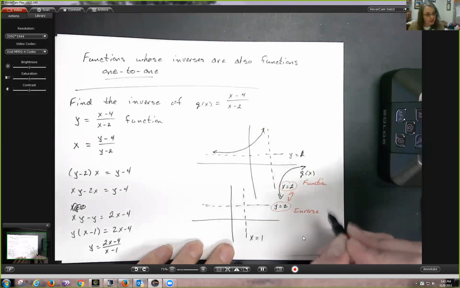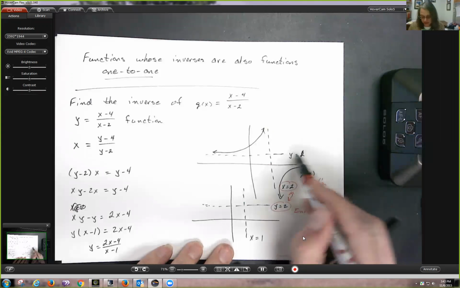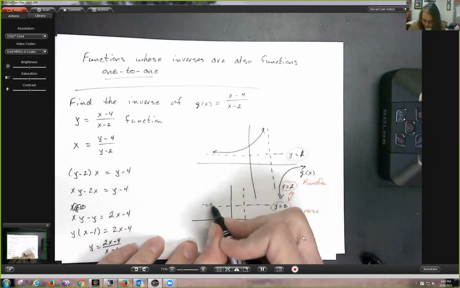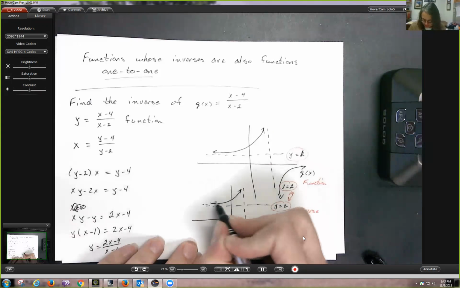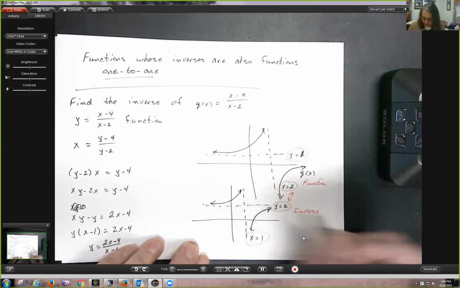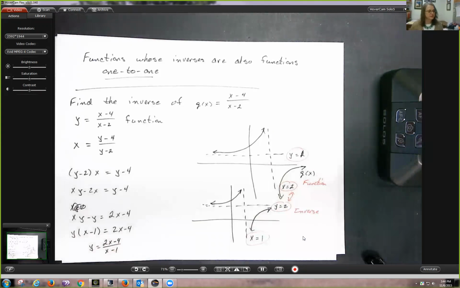What was y is now x. What was x is now y. Okay? Keep that in mind. Function inverses reverse x and y. That means that the domains and their ranges also reverse. All right, I hope this helps. That's pretty much all there is to inverse functions.